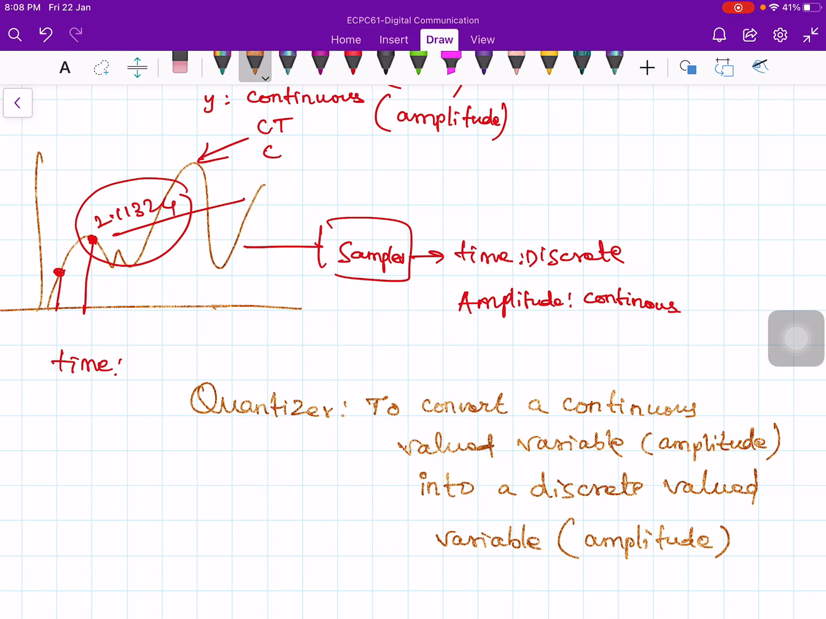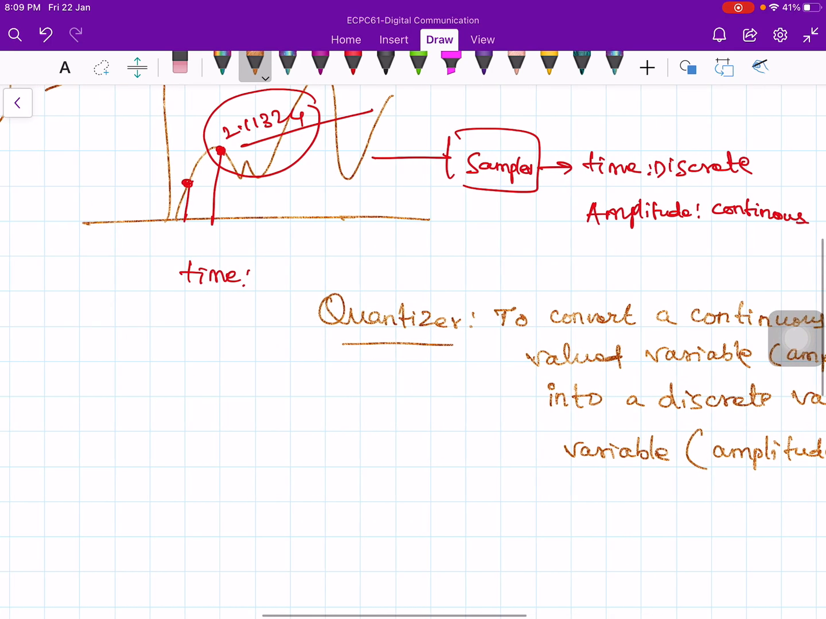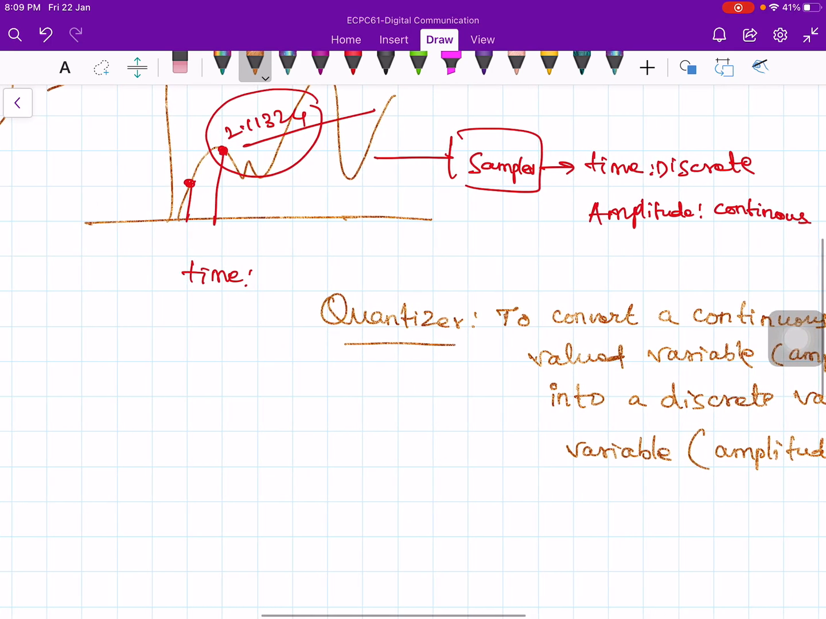Why do we need a quantizer? Because if it is continuous, then I cannot represent it. It has an infinite number of digits, a continuous value over an infinite range. So that is the reason we put a quantizer after the sampler. I think it is best illustrated by means of this picture.